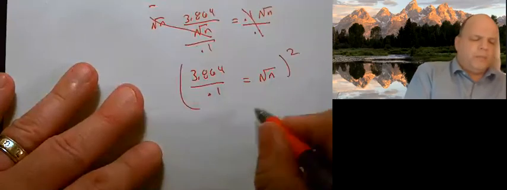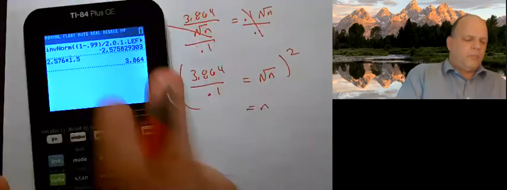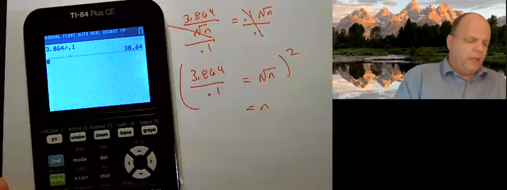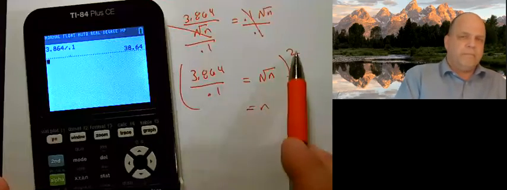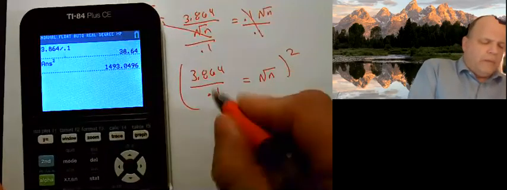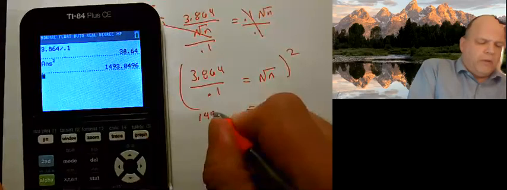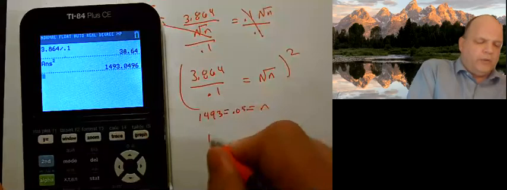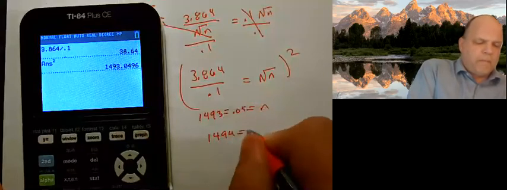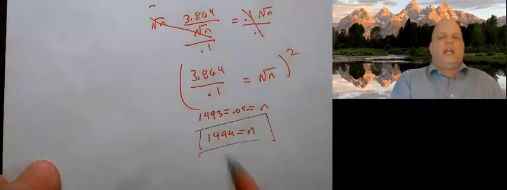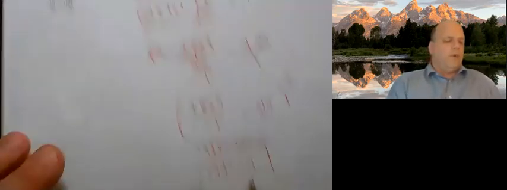Raised to the second power. So 3.864 divided by 0.1, and I need to go ahead and square it. And I end up getting 1493.05. Now, immediately, some of you all are freaked out. So I need to round up. So this is 1494. So I need the next answer that is larger than this. So I need an answer larger than 1494.